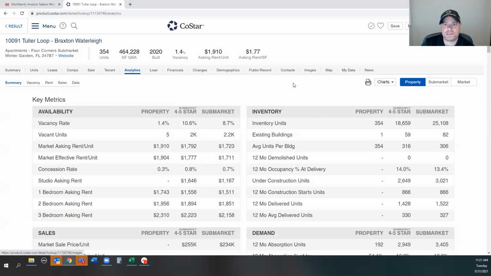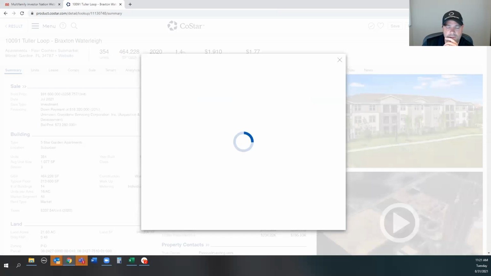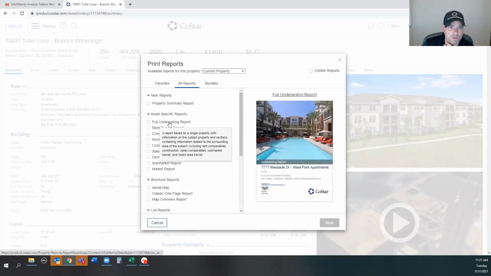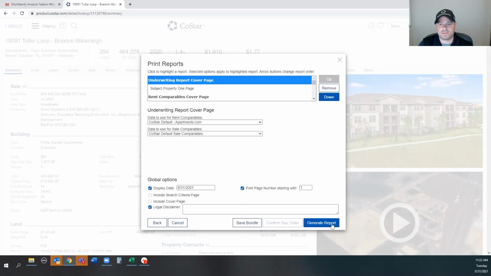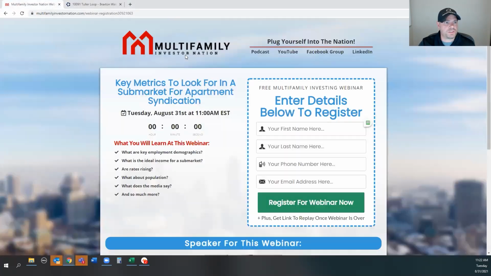One way that we do that is go here and go to reports. This is a very helpful report. The full underwriting report is very helpful. For a specific property, it's going to give you all of those demographics. I'm going to pull that up real quick and show you. It's going to take a second to generate, but I just want to show you what that report looks like. I'm going to move that off, and I'm going to switch over here. All right, we'll give that a second to pull up.